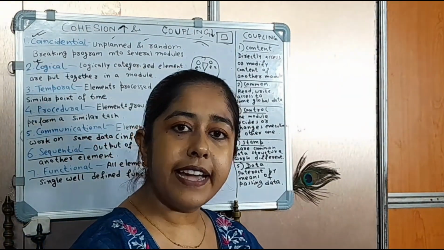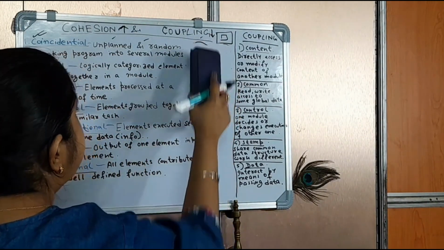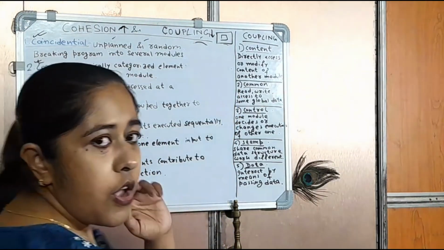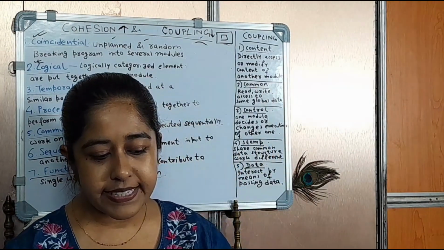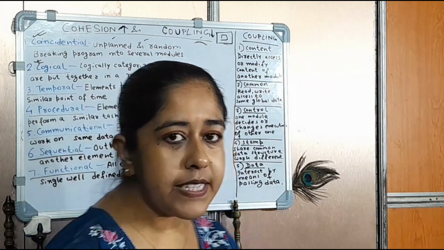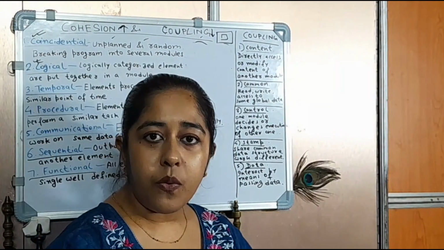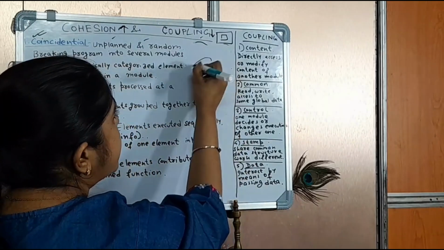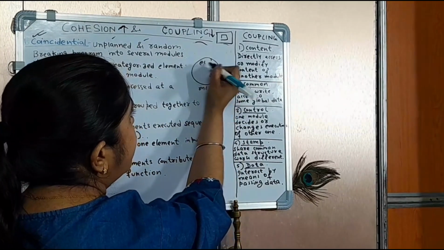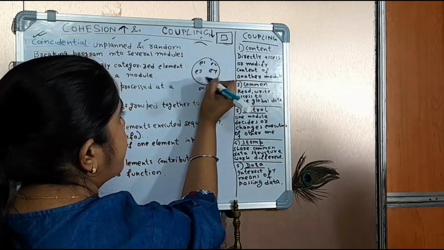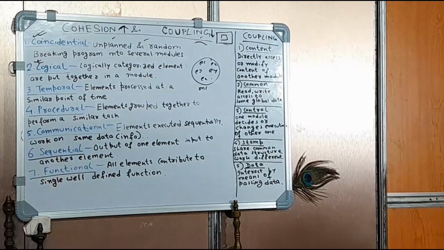Now, what is our third kind of cohesion? The third kind is temporal cohesion. What is temporal cohesion? It is when the elements of a module are organized in such a way that they are processed at a similar point of time. What does that mean? Suppose this is our module M1 and these are our elements E1, E2, E3, E4, and so on.